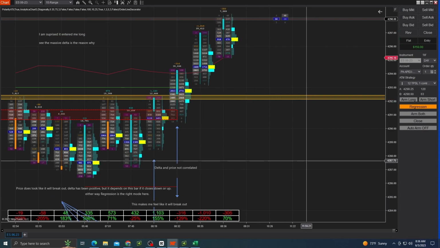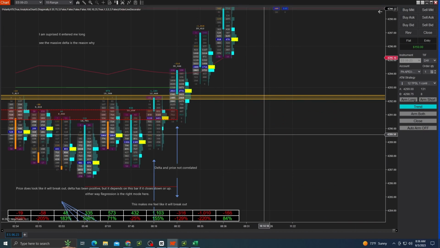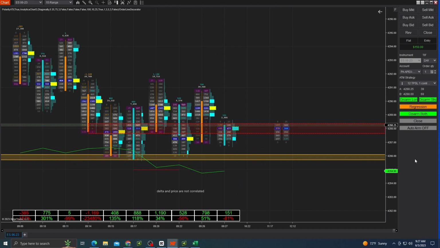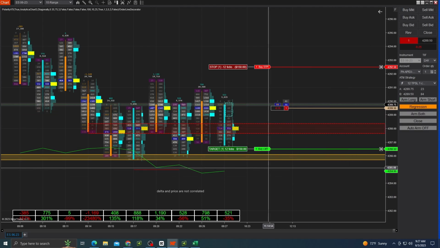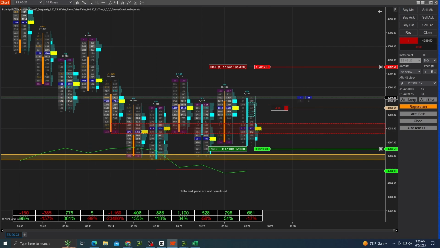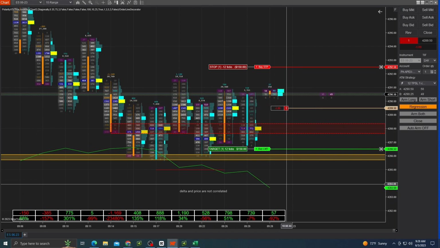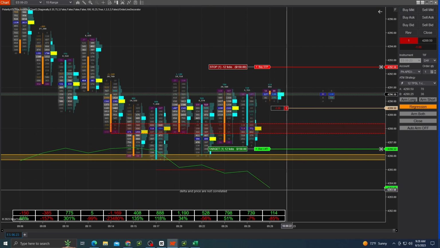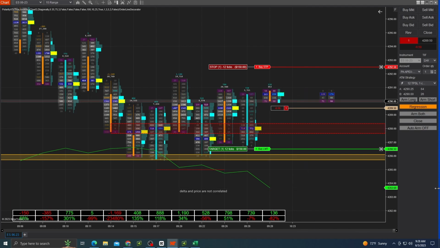So as we move on to the next trade here, it took a long time. I saw no setup, so I waited for almost an hour. But at this point, I saw that there was a lot of chop going on. The delta and price were not correlated, so I armed regression in both. And this trade kind of upset me a little bit, but you win some, you lose some, and that's the way trading works.